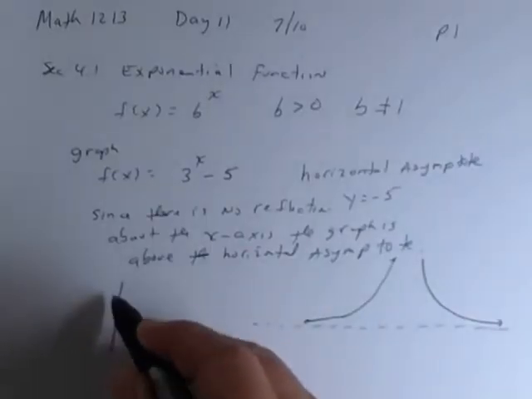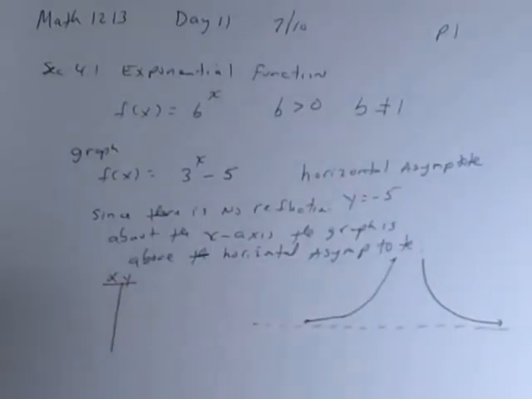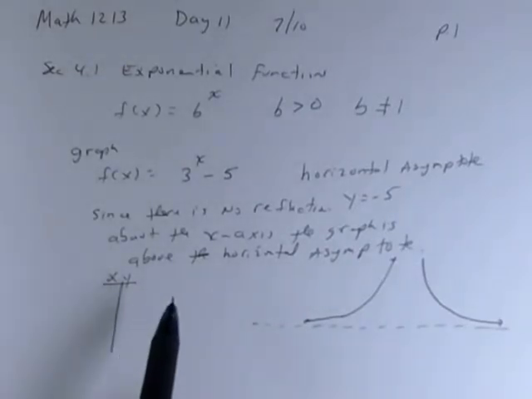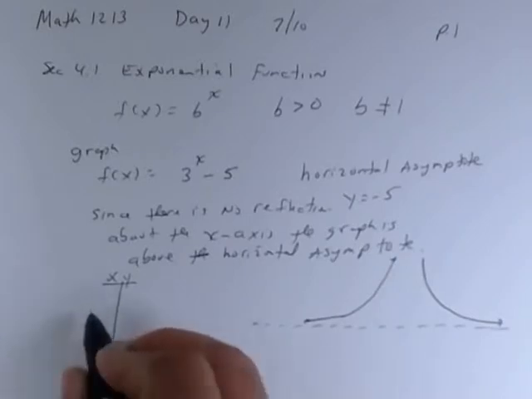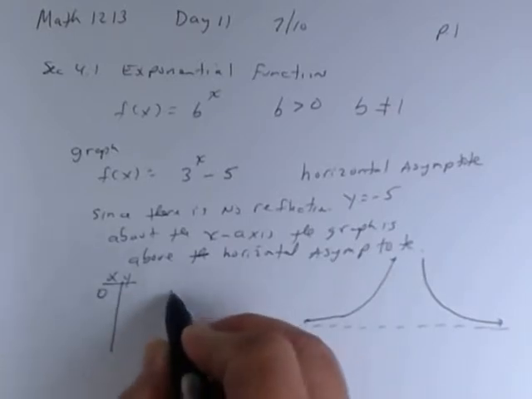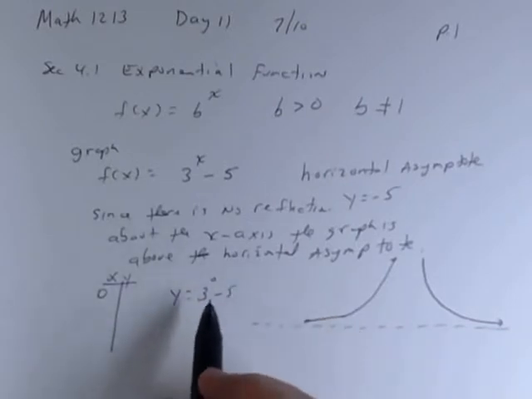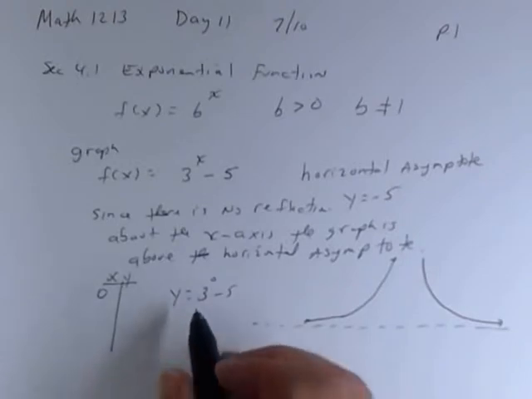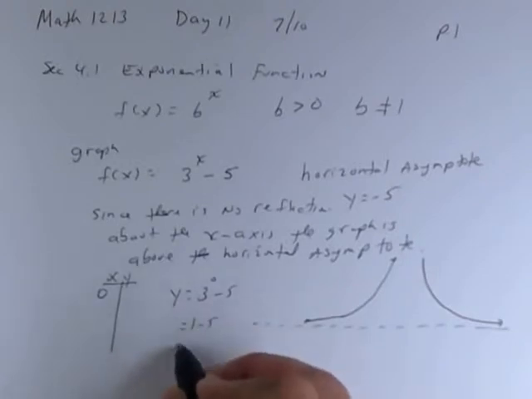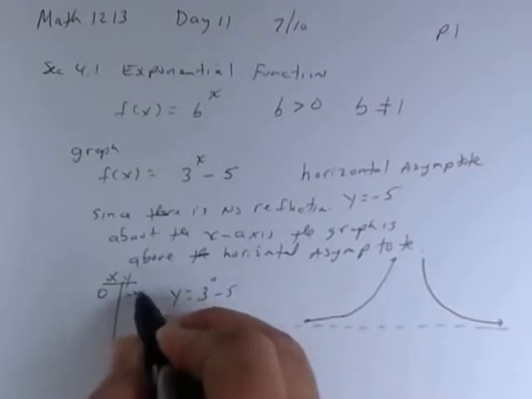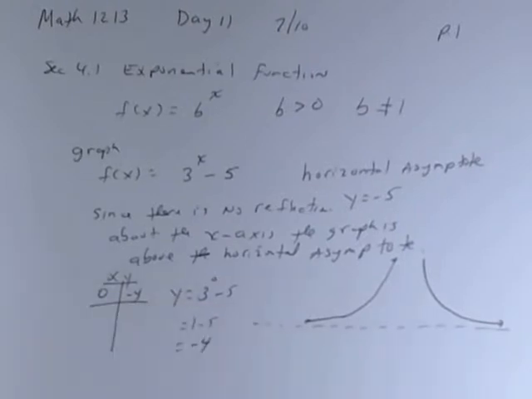And all you do is just use a t-table. So if x is 0, I get y equals 3 to the 0 minus 5. And what's 3 to the 0? If you don't remember, use your calculator. What's 3 to the 0? 1. 1 minus 5 is -4. So then you plot the point (0, -4).